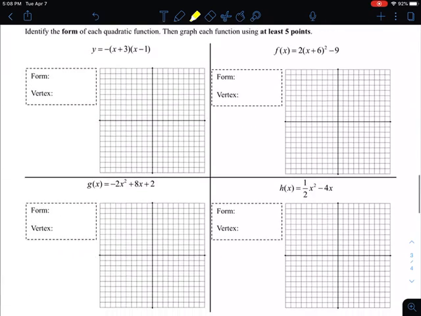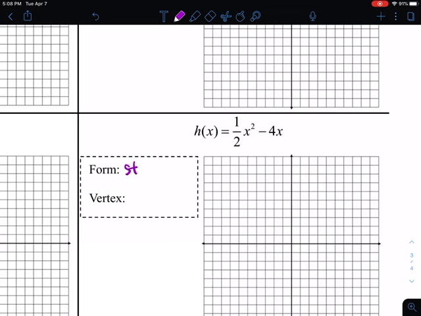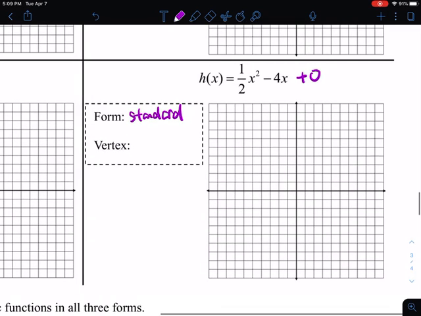Okay, so let's go to the third page. So we have some graphs. Again, these we've done many times before over the past couple of weeks, so I think I'll just leave you guys to work on these. I will briefly touch on the last one. First of all, what form is that in? This one is in standard form. I don't have a c value, so I can just put plus 0.